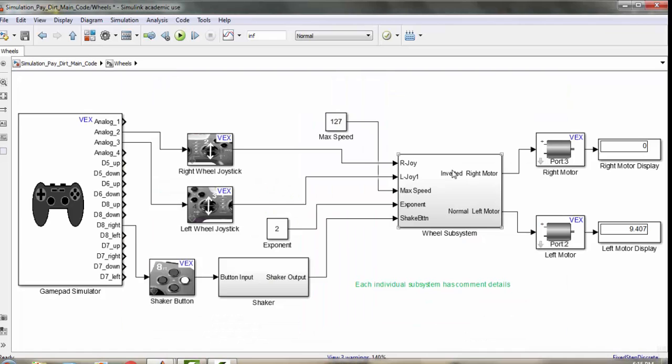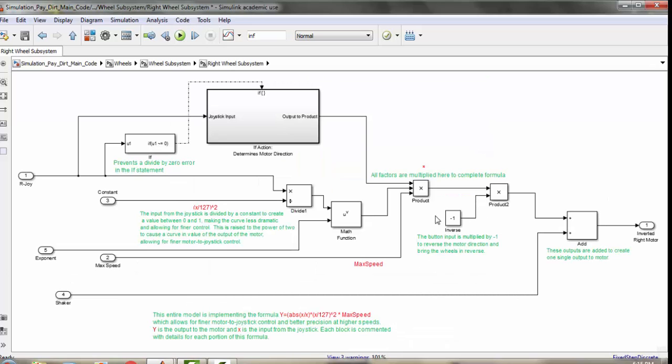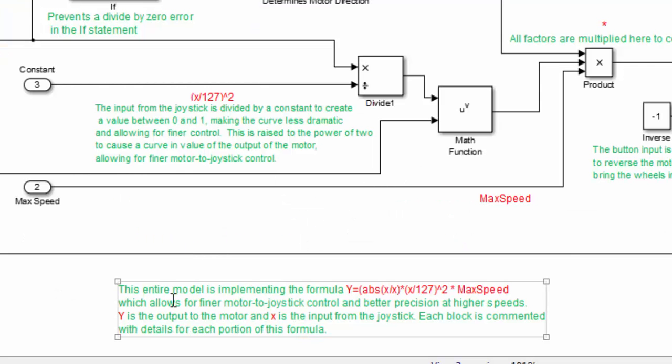Our wheels use a complex mathematical formula to allow for finer motor controls at higher speeds. This mathematical equation is used in both subsystems for the left and right wheel. The only difference between the two is that the right wheel has an inversion, creating a reversal in the motor direction. This is needed because the motor is placed on the opposite side of the robot to the other. The formula used can be shown here.